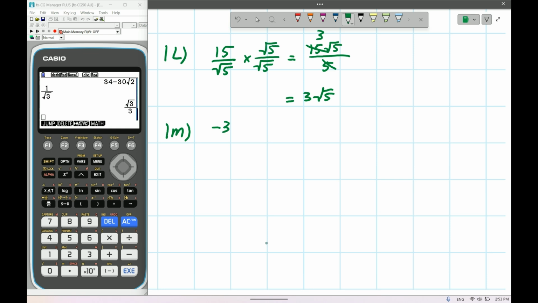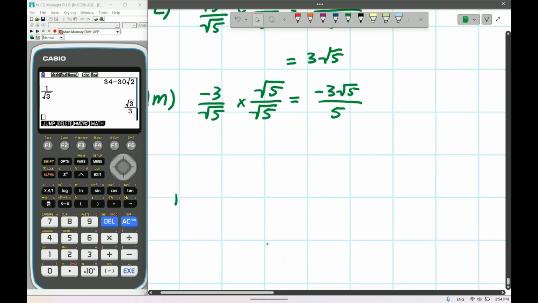So negative 3 over root 5. It's the same kind of deal. You don't need to change anything just because it's a negative 3. You still just multiply, or do the same kind of method. So this will become negative 3 root 5 over square root 5 times square root 5, which is just 5. And in this case, once again, we just leave it how it is, because 3 and 5 can't be simplified anymore together. All right.